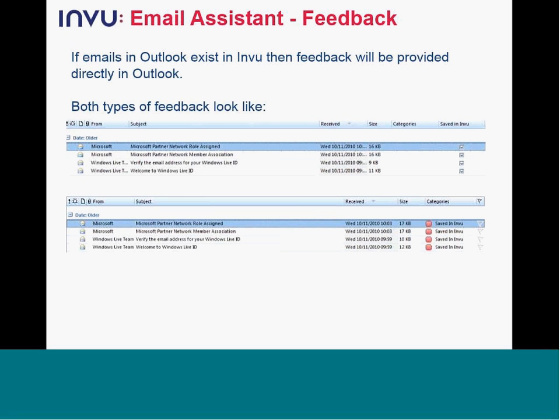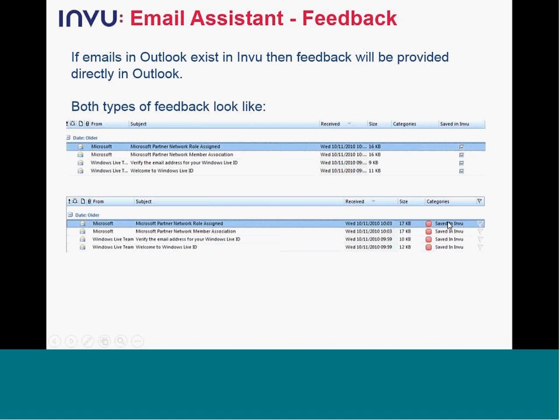So the top screenshot, as you can see, there's 4 emails there, all with ticks. That means they're already in Invu. If there were any that didn't have a tick, that means they weren't saved in Invu. As you can see, the column header says saved in Invu. In the settings, that column name can be changed, and it can be whatever you like.